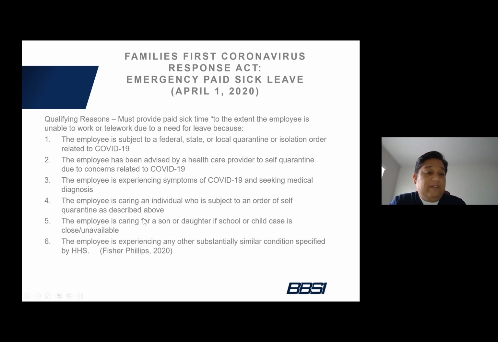Reasons number 4, 5, and 6. Number 4 is the employee is caring for an individual who's subject to an order of self-quarantine as described above, so if you have a partner, a child, or whatever it may be. Number 5 is employees caring for a son or daughter if the school or child's care is closed or unavailable. And number 6 is that anomaly where other duties are assigned. If this situation evolves, the Health and Human Services Department can put it into that bucket. 4, 5, and 6 will be at two-thirds rate of pay. It's a bit of a jigsaw puzzle, so you have to be mindful about that.